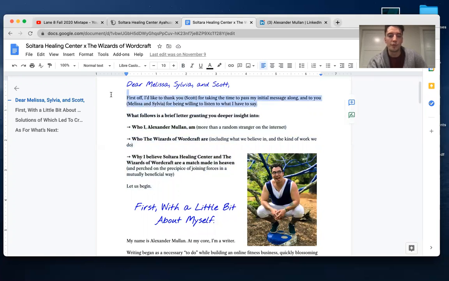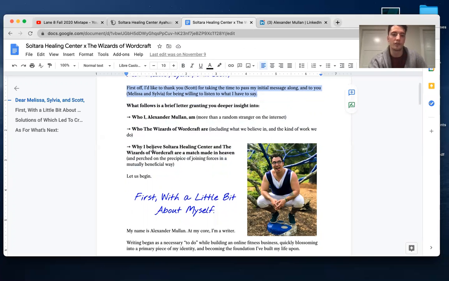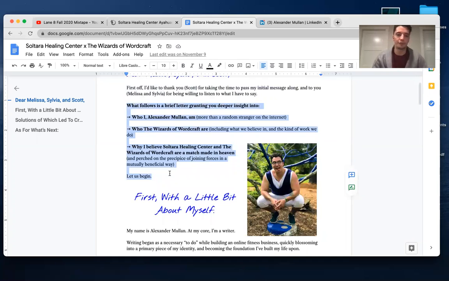So this bit is reaffirming where I'm coming from and why I'm emailing these two, because I haven't interacted with them before. I've only spoken with Scott. So this is referencing that conversation and thanking them for being open to what I have to say. Then a little bit of foreshadowing, or open loop if you prefer, or teasing or cliffhanger, whatever you want to call it. Basically, what this letter is about and why they should keep reading.